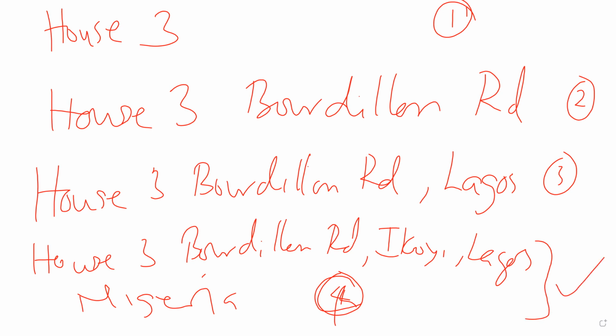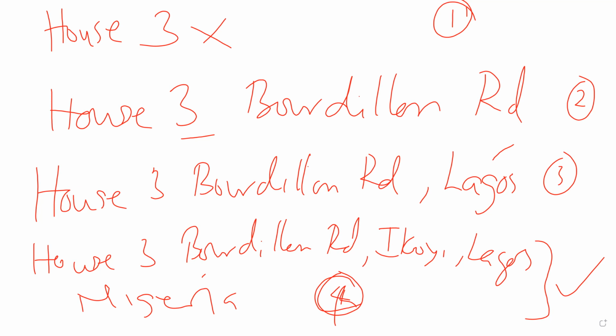Now, what is house 3? This is the most ambiguous address I have ever seen in my life. House 3. What is house 3? Okay, this second one even tried. House 3, Bodilon Road. But hello, Bodilon Road, where exactly? Now look at number 3. It says house 3, Bodilon Road, Lagos. Lagos, we have Lagos City in many places. There's Lagos in Portugal, there's Lagos in Nigeria, and I want to believe that there's Lagos in other places.